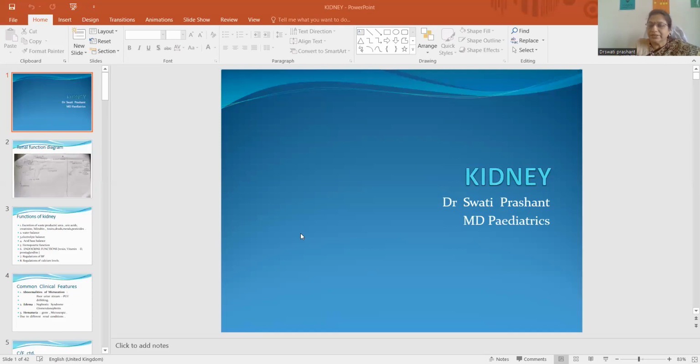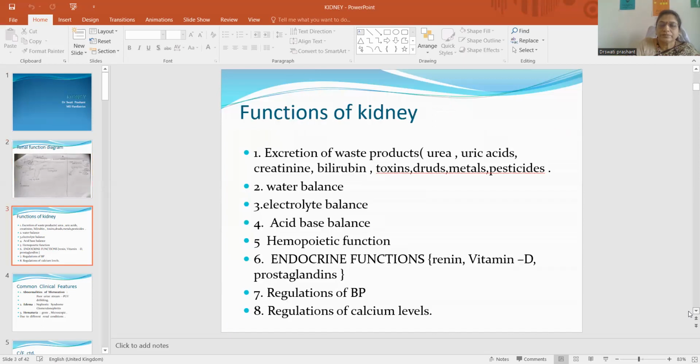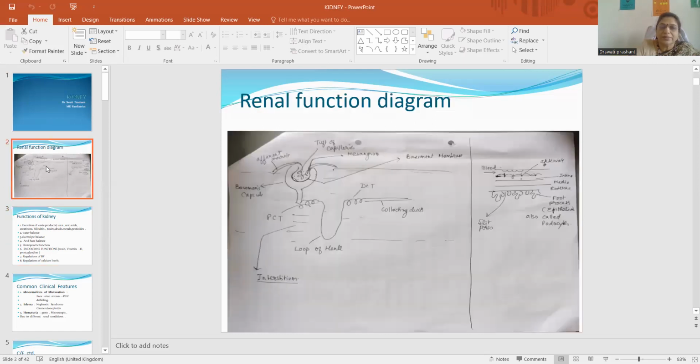So we'll start with kidney disorders. Functions of the kidney. Before starting with the functions of the kidney, just this is a very small hand diagram, and we should know what are the actual parts of the nephron. The smallest unit of the kidney is the nephron. We all very well know.